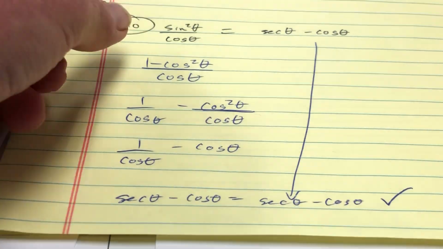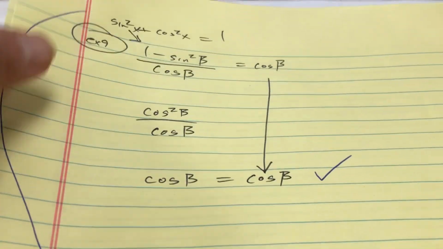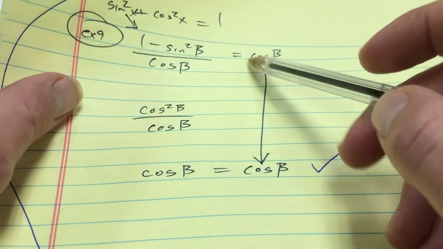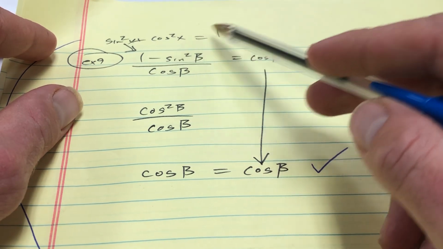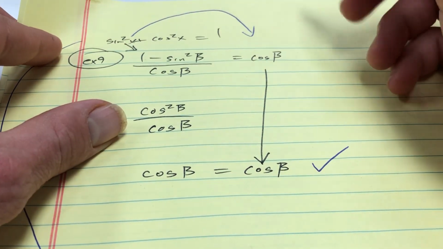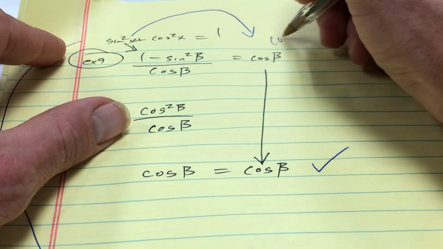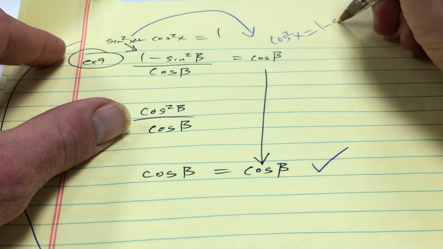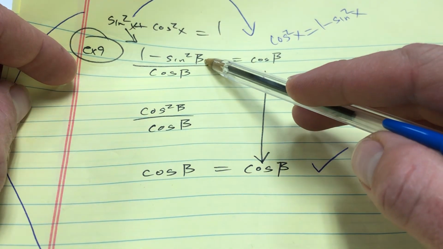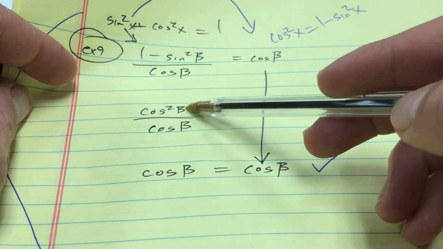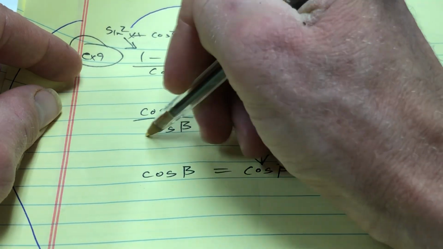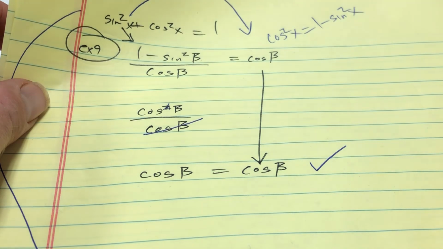All right. Take a look at 9 and 10. 1 minus sine squared beta over cosine beta is equal to cosine beta. First off, we need to know this: sine squared plus cosine squared is 1. If I move sine squared over, that means cosine squared is 1 minus sine squared. We wrote that down as well. So 1 minus sine squared beta is cosine squared beta. Well, cosine squared divided by cosine is just cosine. So cosine beta equals cosine beta.